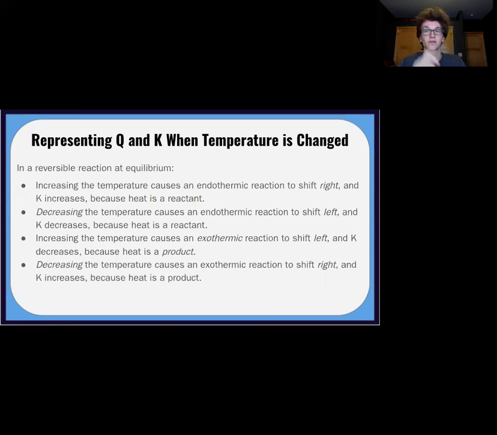From this logic, we can learn these rules. Increasing the temperature causes an endothermic reaction to shift right, and K increases because heat is a reactant. Decreasing the temperature causes an endothermic reaction to shift left, and K decreases because heat is still a reactant. In an exothermic reaction, increasing the temperature causes it to shift left, and K will decrease because heat is a product. Decreasing the temperature causes an exothermic reaction to shift right, and K increases because heat is a product.